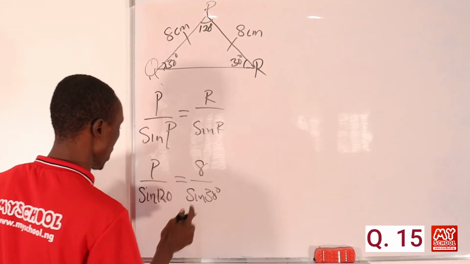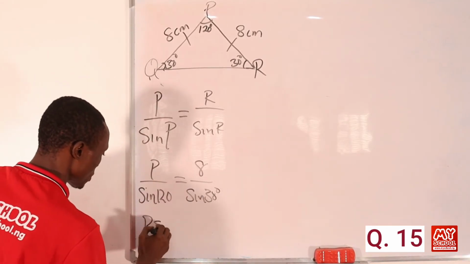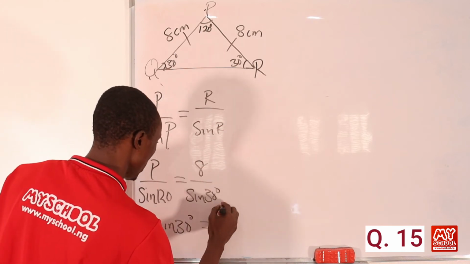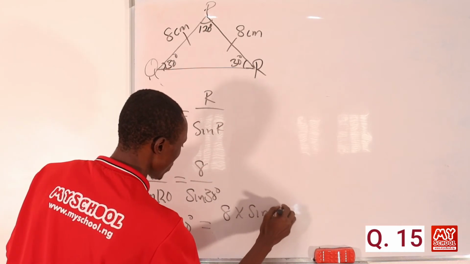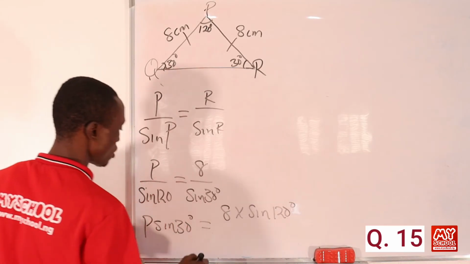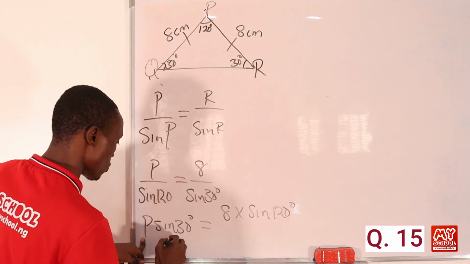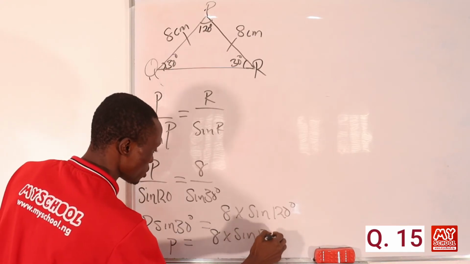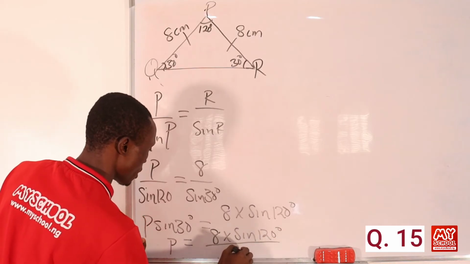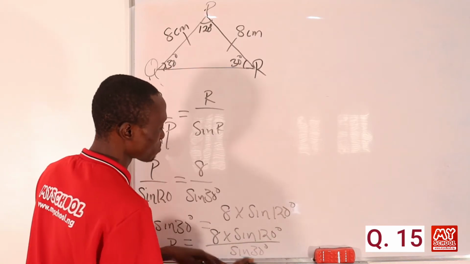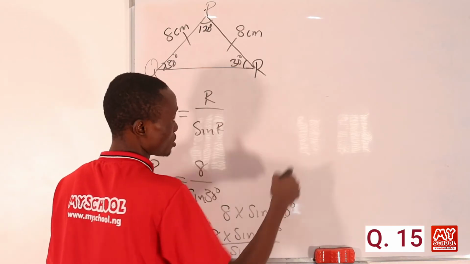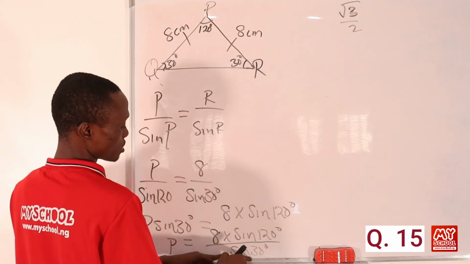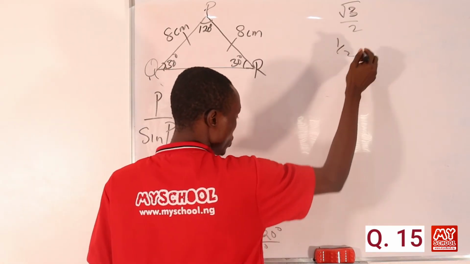So we simply cross multiply. If we cross multiply, we're having p sine 30 degrees to be equal to 8 times sine 120 degrees. Okay, so if we divide both sides to get the value of p, we'll be having p to be equal to 8 times sine 120 degrees divided by sine 30 degrees. But remember that sine 120 degrees is equal to root 3 over 2, and sine 30 is equal to 1 over 2, which is 0.5.